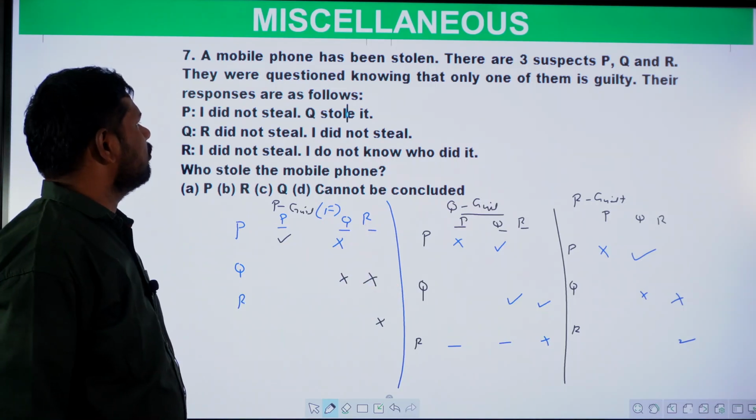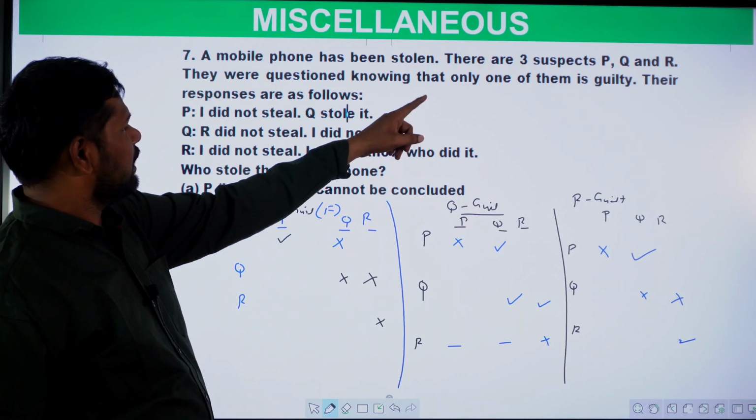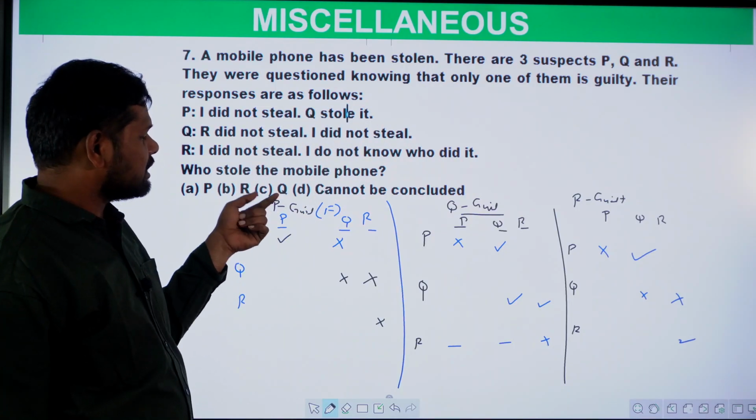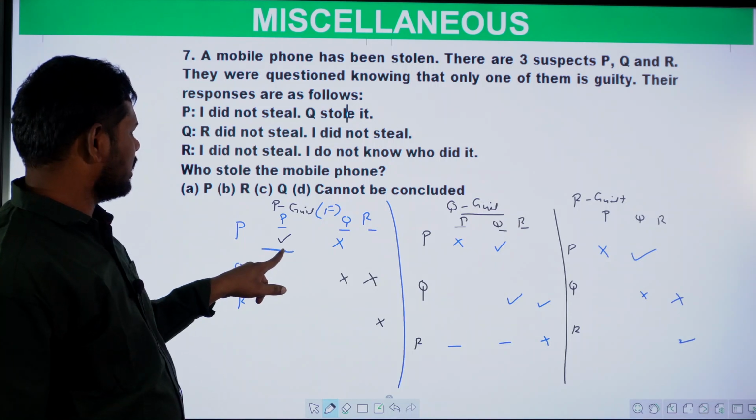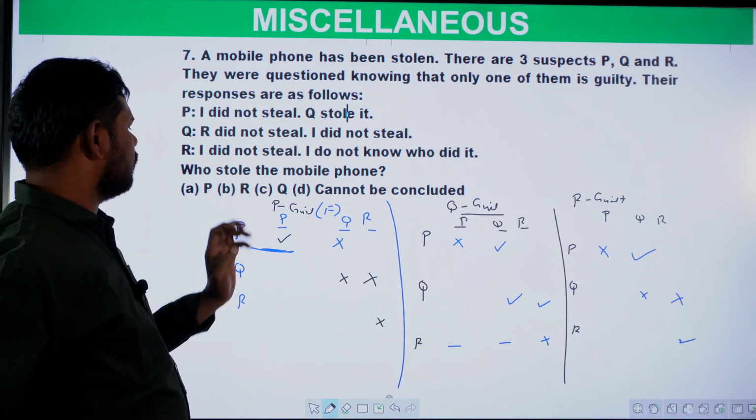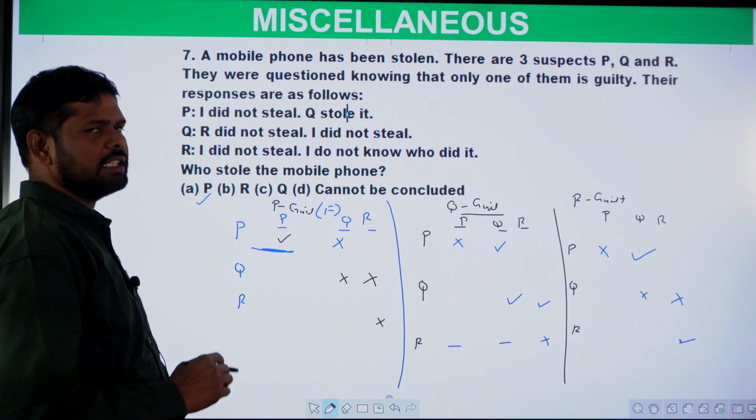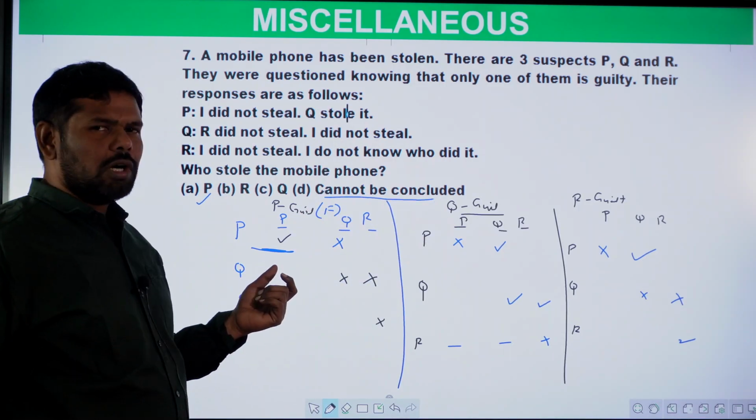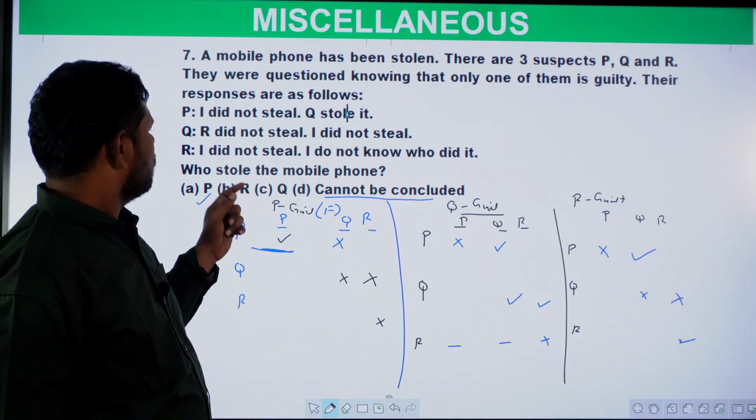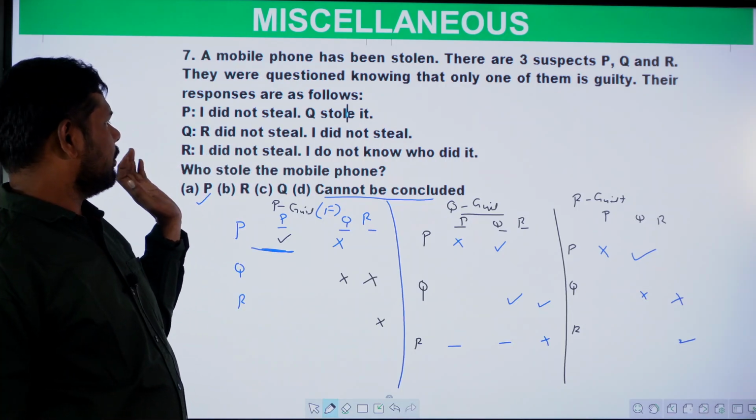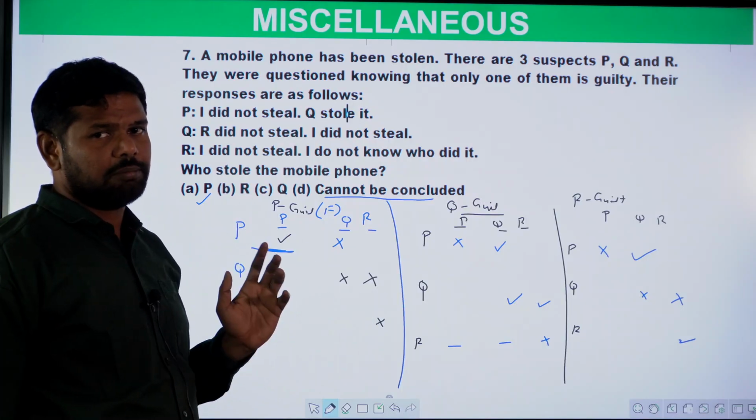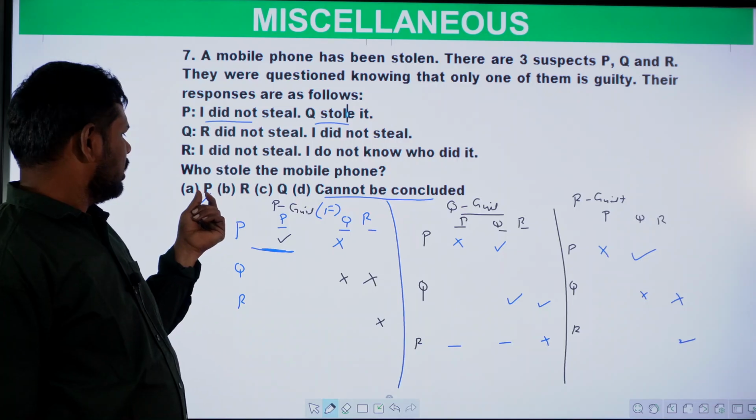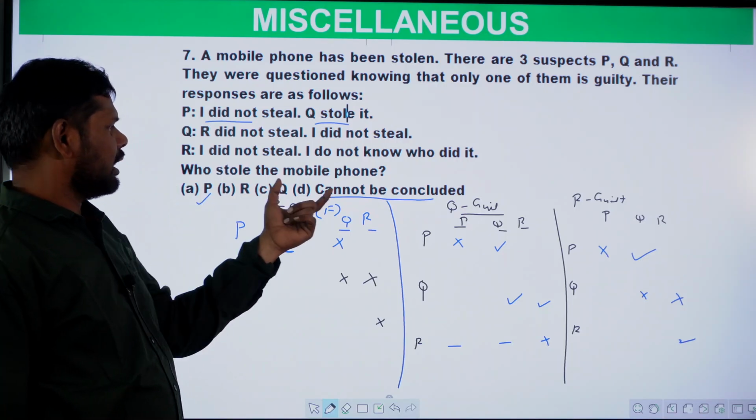So according to that, what they are asking is clearly given. The question: knowing that only one of them is guilty, if P's statements are false, then there is a chance of that phone being stolen by P. So who stole the phone? There is a chance of P, or it cannot be determined. Why? We can't say exactly, there is no rule that a guilty fellow completely gives a false statement. Suppose some statement is true, some statement is false, then we are not sure. So maybe there is a chance of P, or it cannot be concluded.